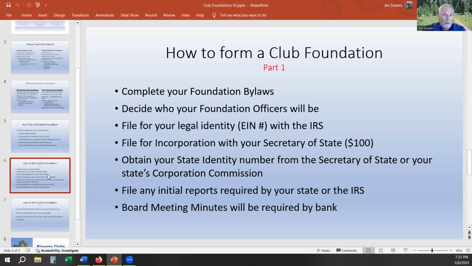You have to decide who your officers will be and how many you'll have. Then you have to get an employer identification number from the IRS. You have to file with your Secretary of State or your Corporation Commission in Arizona. You've got to get an identity from your state. You've got to file your initial reports. You've got to have board meeting minutes before you can even open a bank account. Your bank won't let you open an account without them.